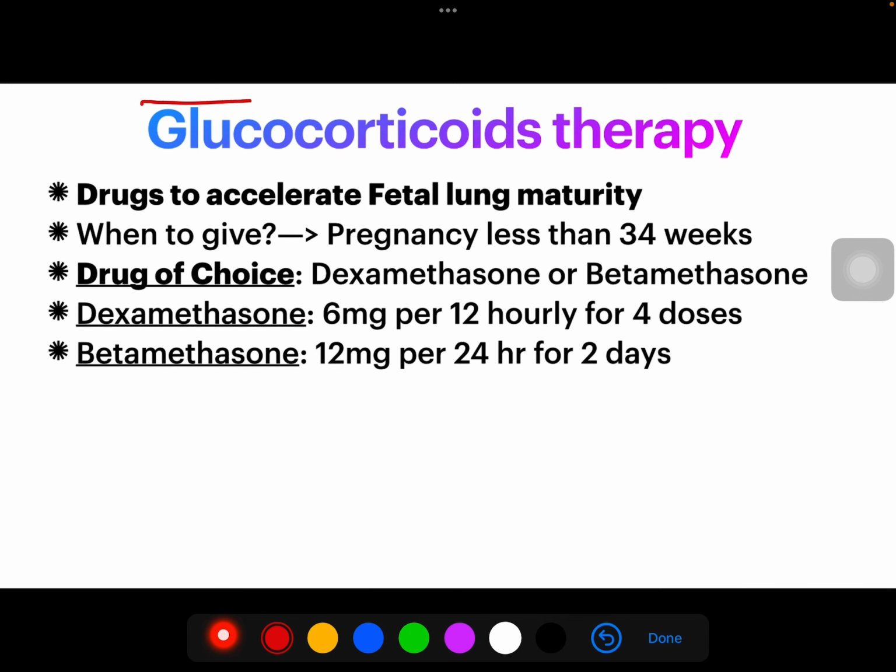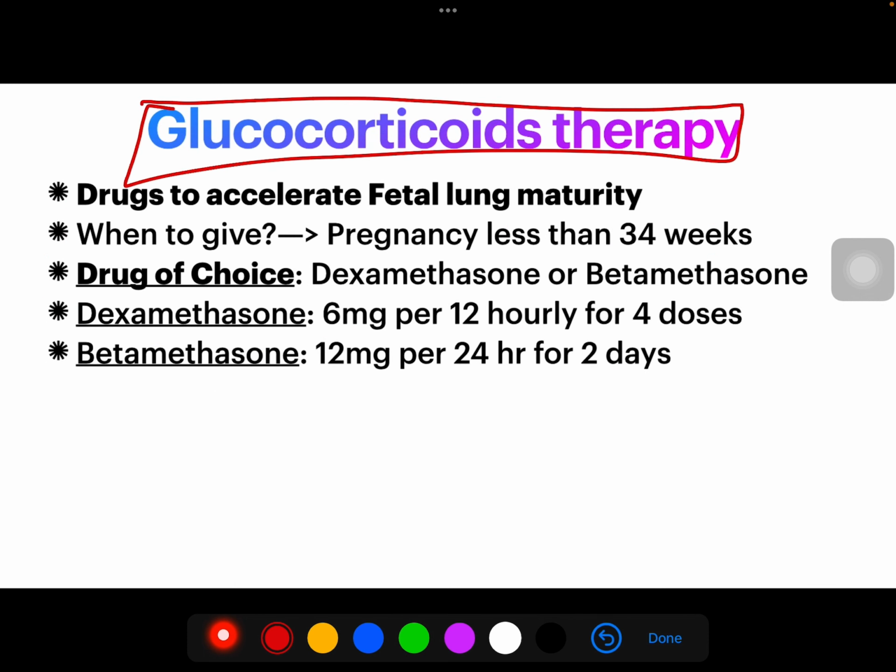So what about glucocorticoid therapy? Mainly glucocorticoid therapy is to accelerate fetal lung maturity. When to give: when the pregnancy is less than 34 weeks, as there is a chance of fetal lung immaturity. So we have to give it to the mother, and the drugs of choice are dexamethasone and betamethasone.